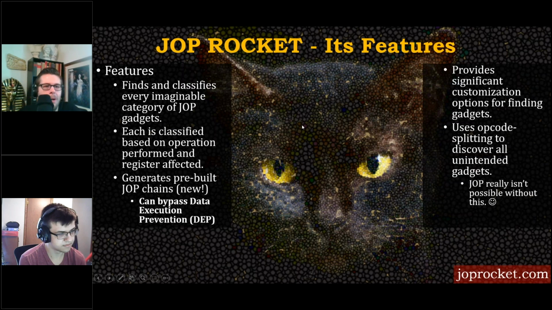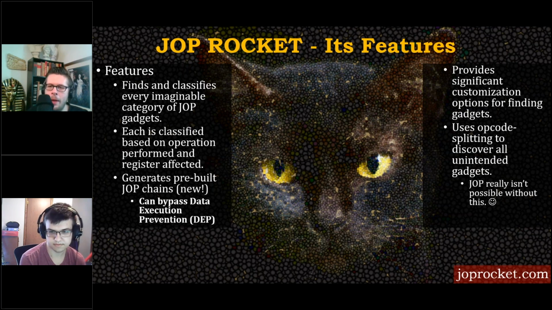Some of the features here primarily is finding and classifying every imaginable category of JOP. So if you can think of it, I've thought of it, and it's going to find it and classify it. It does it by operation, it does it by the register affected. As I mentioned, it generates pre-built JOP chains. So if you want to bypass DEP, which guess what, you probably do, it's going to help you out quite a bit with that. If you are a code reuse attack guru, then there is a lot of customization available, so you can personalize the types of results you get.